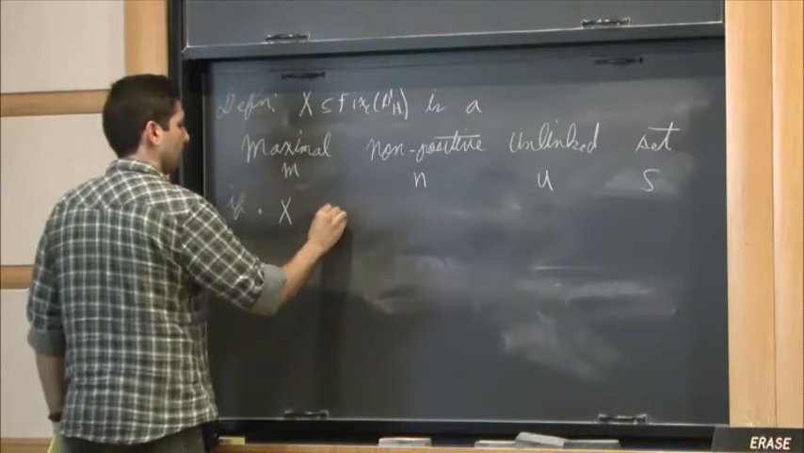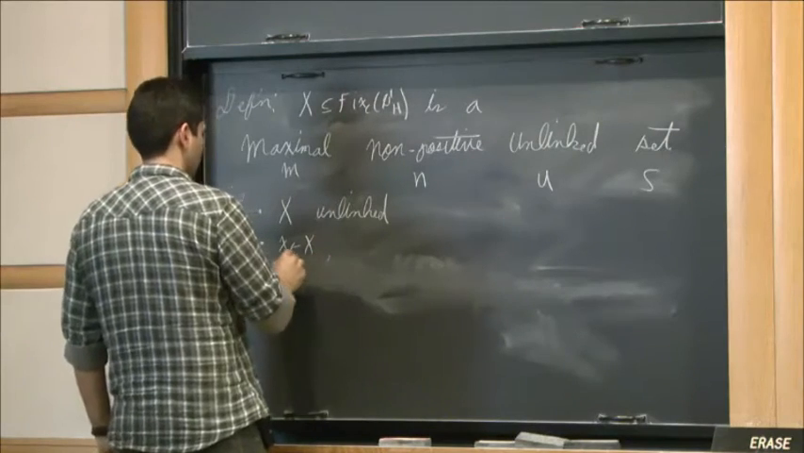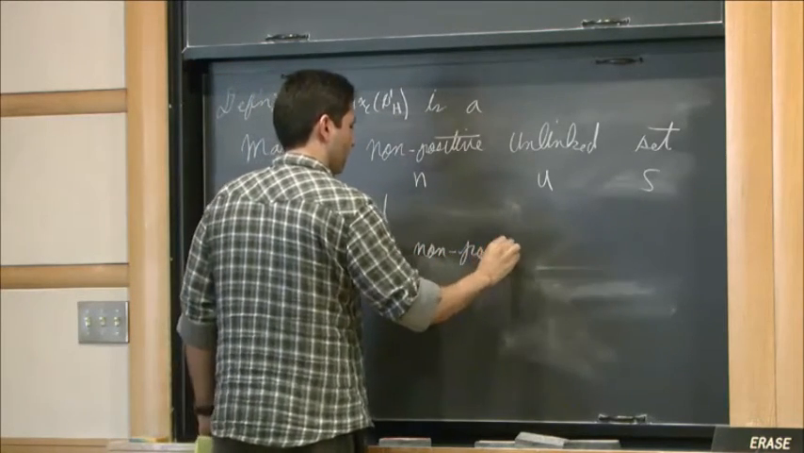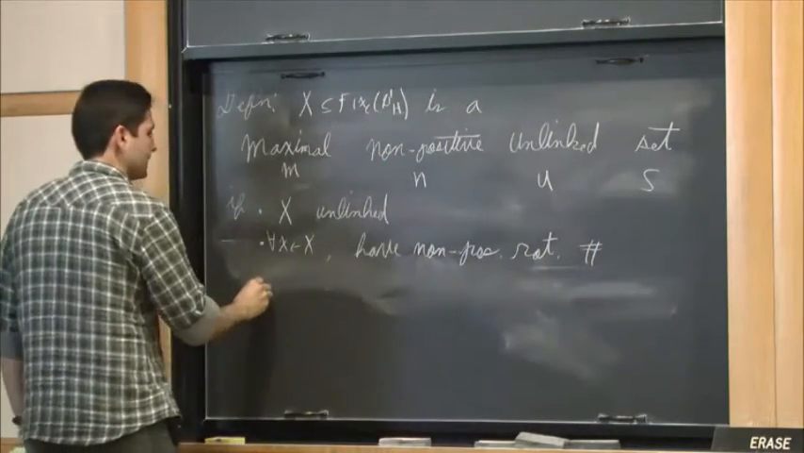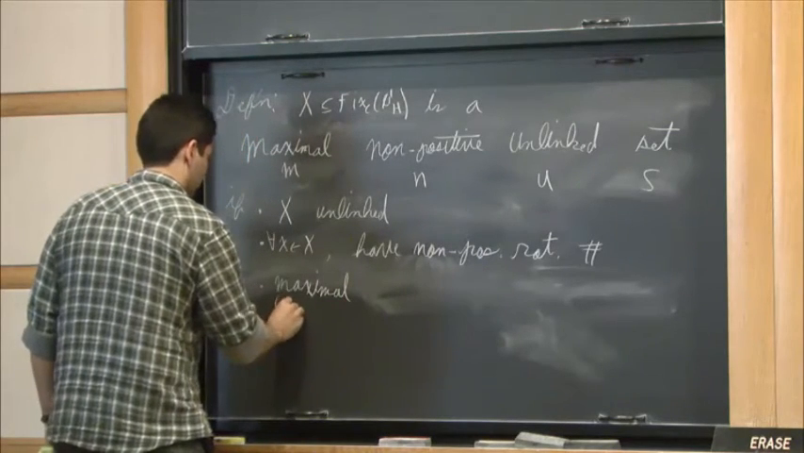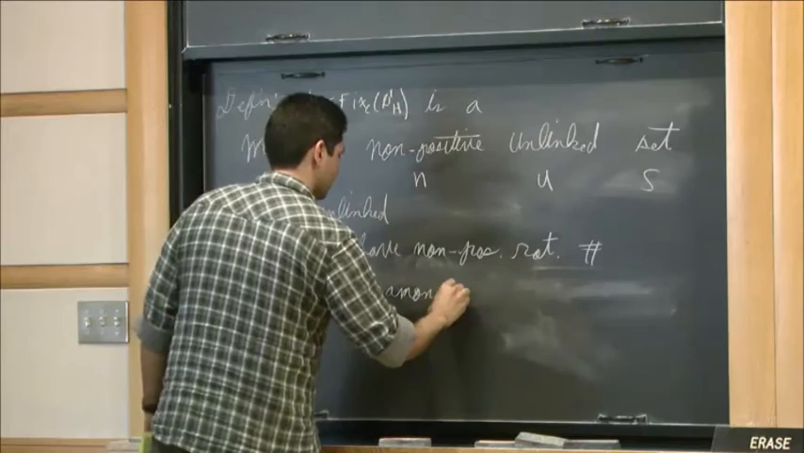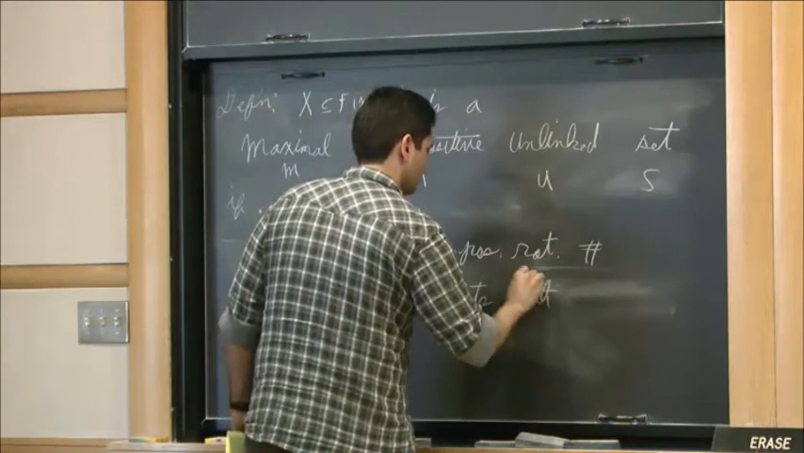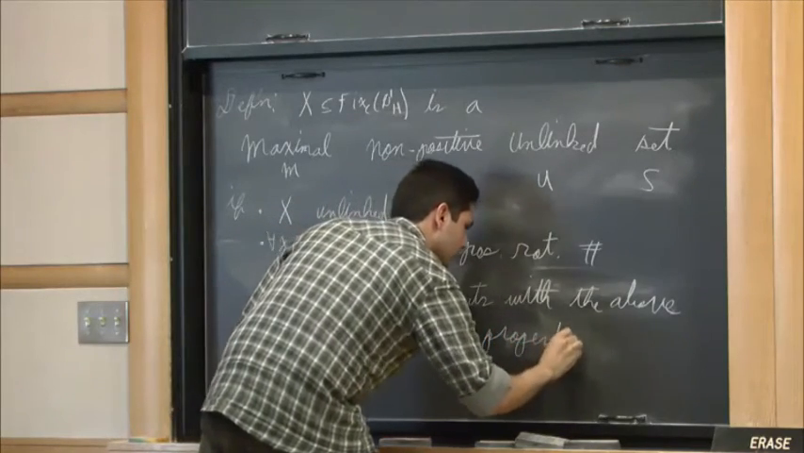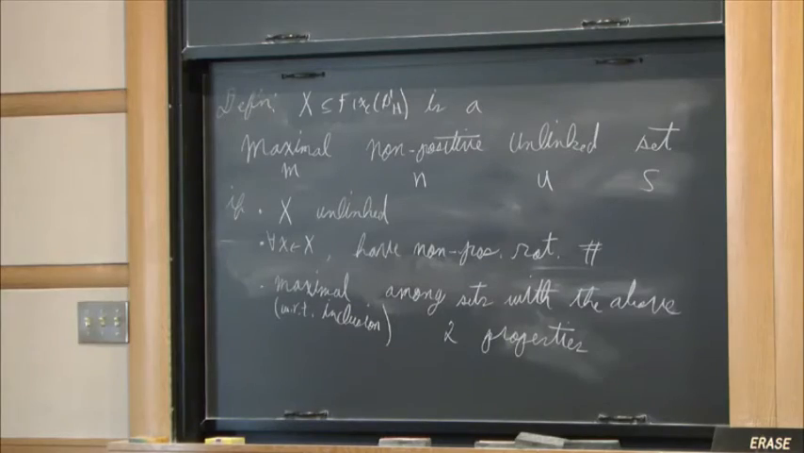First, X must be unlinked. Secondly, every point in X must have non-positive rotation number. All fixed points in this collection have non-positive rotation number. And lastly, it must be maximal among sets with these two properties. Maximal here I mean with respect to inclusion, of course. Okay, so I need to look at the collection of all maximal non-positive unlinked sets.